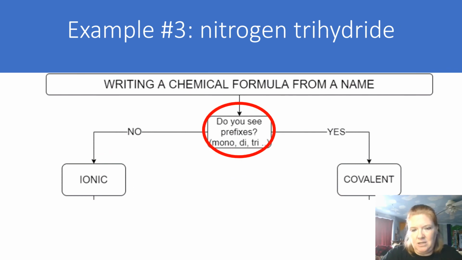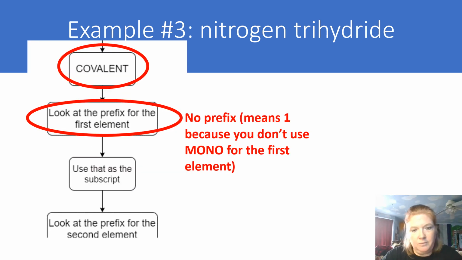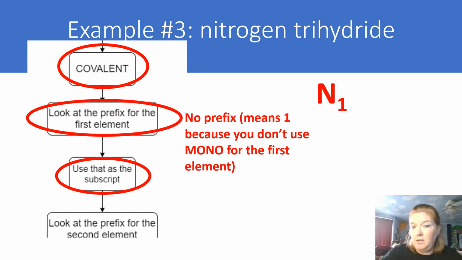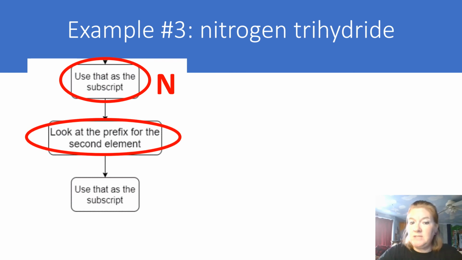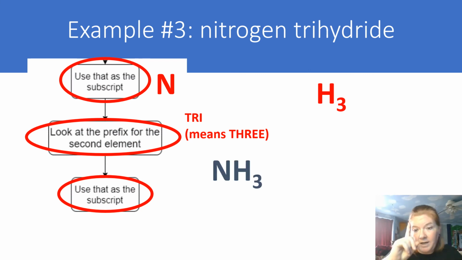Nitrogen trihydride. So do we see prefixes? Yes, I do. So it's covalent. Look at the prefix for the first element. Well, there isn't one. So that means there's one of them, because for the first element only, we don't use mono. So N1, but we don't write the 1, so just N. Look at the prefix for the second element, tri. Tri means 3, so we have 3 as the subscript for the next element. So hydride, what is that? It's hydrogen, so NH3 when we put it all together. 1 nitrogen, 3 hydrogen, nitrogen trihydride.